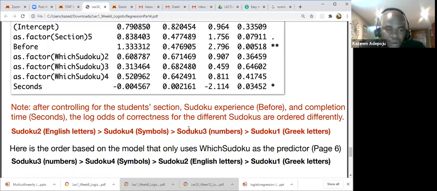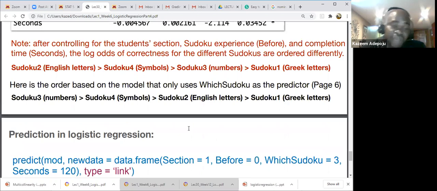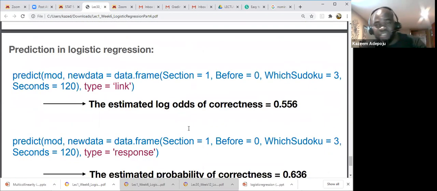Okay, so the next thing, after putting the model in place, and if everything is good, the essence of building a logistic regression model is to come out with a model that we can use in making predictions. And let me tell you something: we use logistic regression for classification. I'm going to say that again. We use logistic regression for classification.